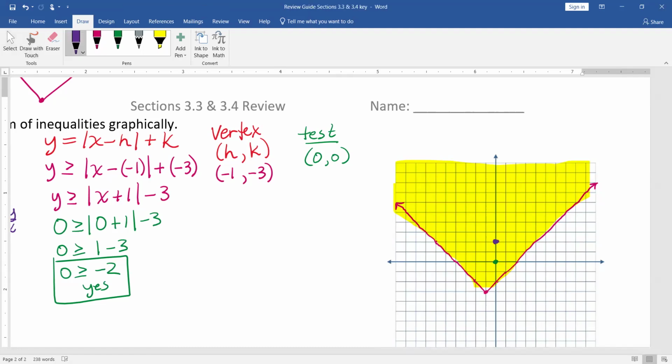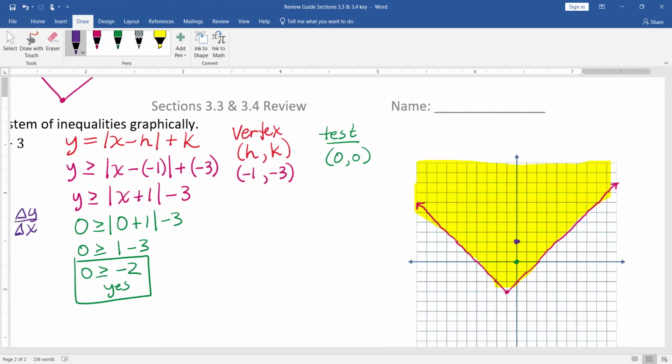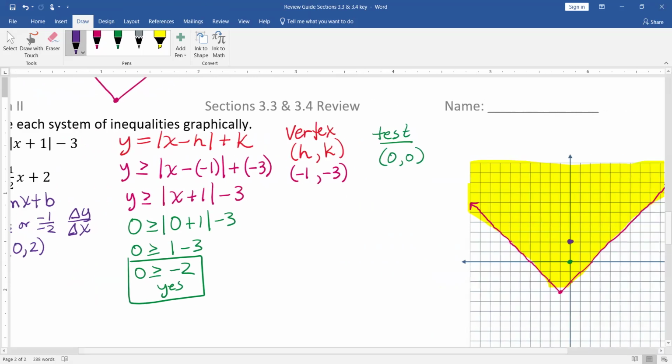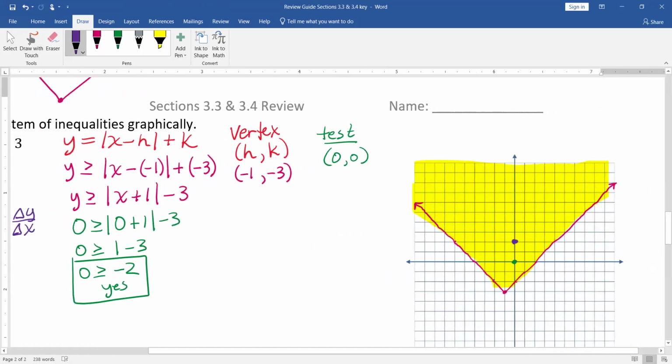Right here. And my slope is positive 1/2. So it tells me if I go up 1, I have to go right 2. Or if I go down 1, I have to go left 2. So I'm going to go in both directions since this is pretty close to the middle.